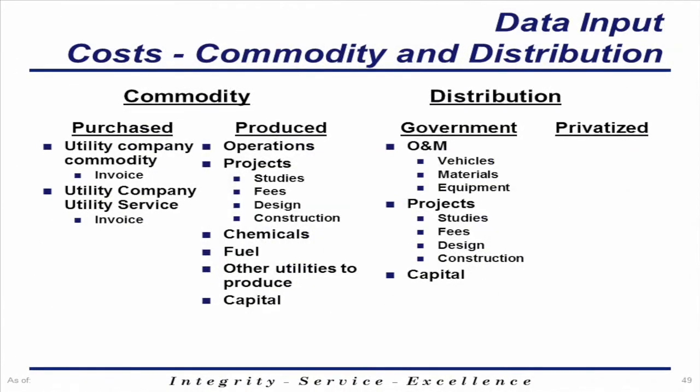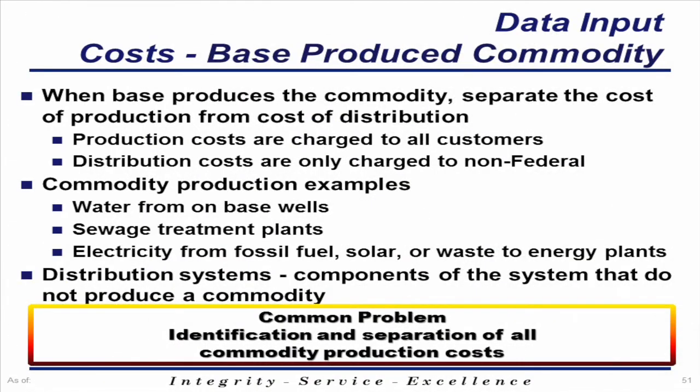Here are some of the cost components for a government-owned distribution system. They include O&M of the system, for example, people, trucks, materials and supplies to keep the system running, any projects that have to be completed in order to keep the system running, and the capital to build the system. We show a privatized utility distribution system, and the contractor takes care of all the costs associated with owning, operating, and maintaining that system, and those costs are available from the invoices from that contractor.